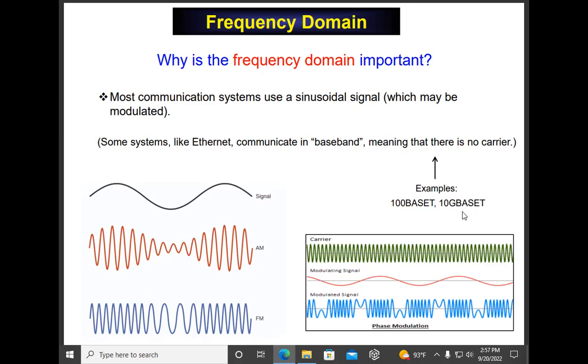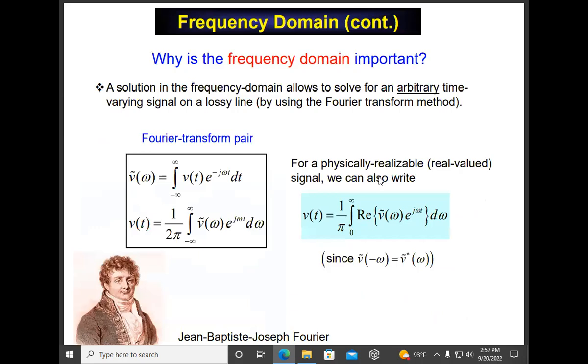Okay, that's reason number one why the frequency domain is important. Here's reason number two. Reason number one is a practical reason. Reason number two is more of a mathematical reason, but it's also very important. It says a solution in the frequency domain allows us to solve for an arbitrary time-varying signal on a lossy line by using the Fourier transform method.